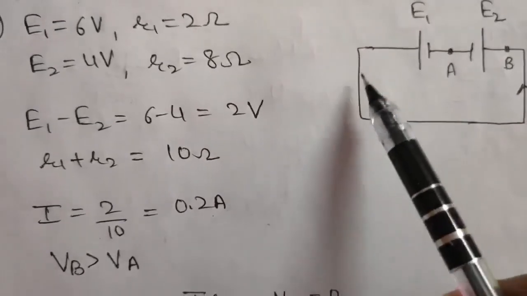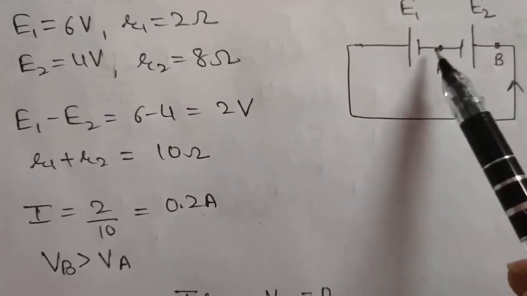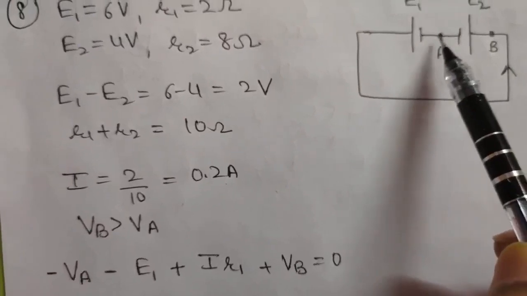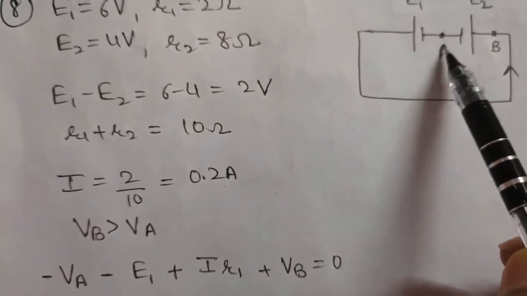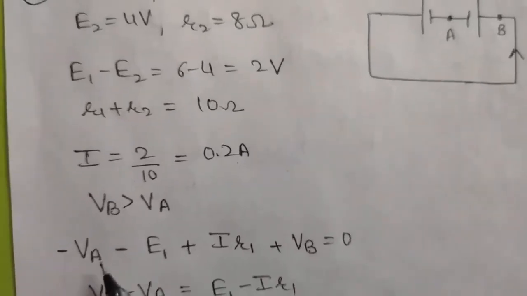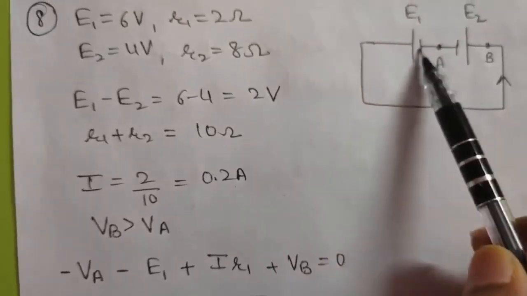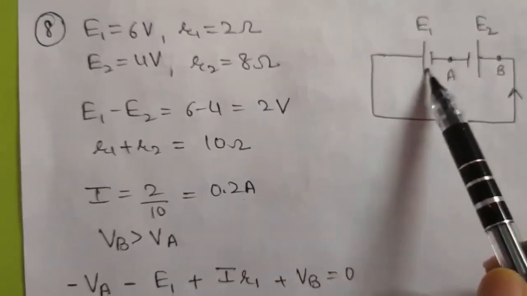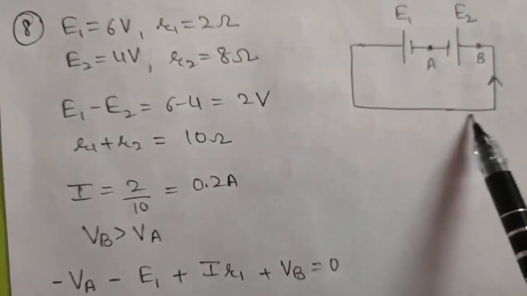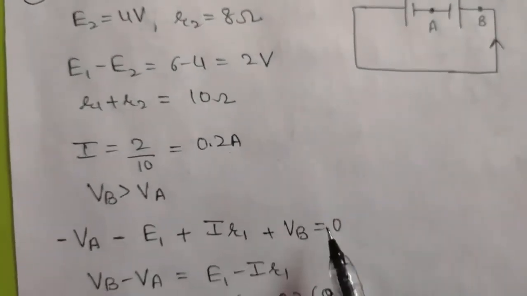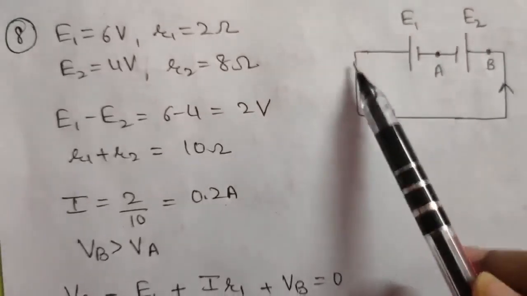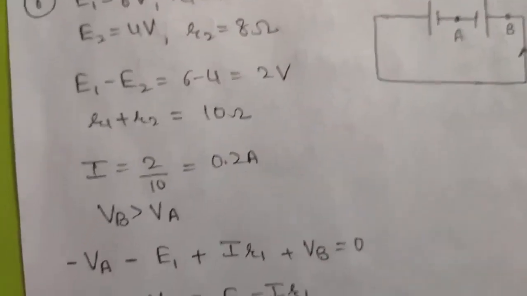So let us choose this circuit between A and B and use our Kirchhoff's law. Start from here. Because I am saying this is at low potential, I am taking it minus VA and this to be VB. So for this, minus VA minus E1, it has some internal resistance R1, so due to that I R1, and then plus VB is equal to 0, because we have to calculate potential difference between A and B only. So I am choosing this circuit. So that will be equal to 0.